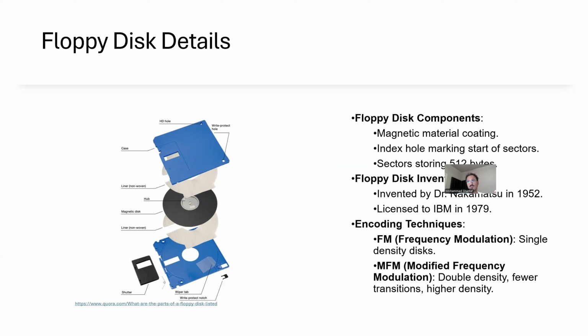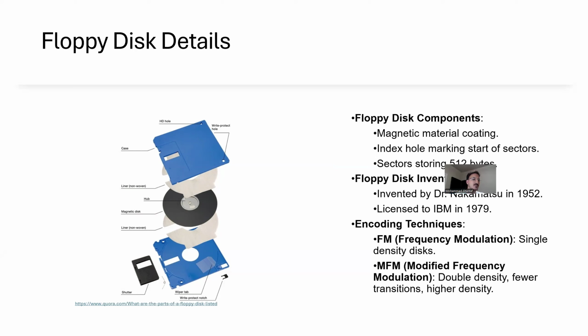A floppy disk has an HD hole, a casing, a liner, a hub, a magnetic disk, and another liner. But our main thing that we need to focus on in this case is the magnetic disk, because this is where everything is stored pretty much.